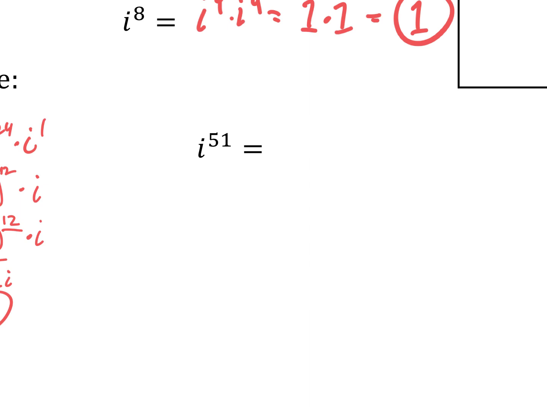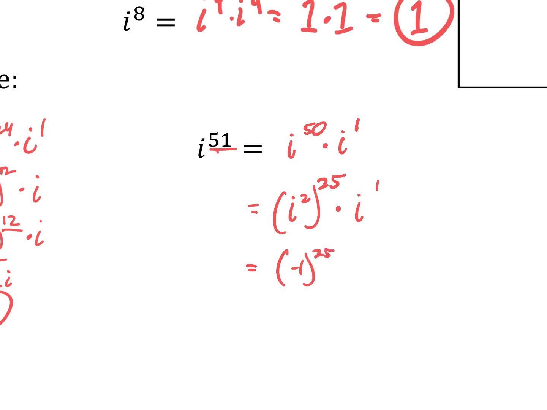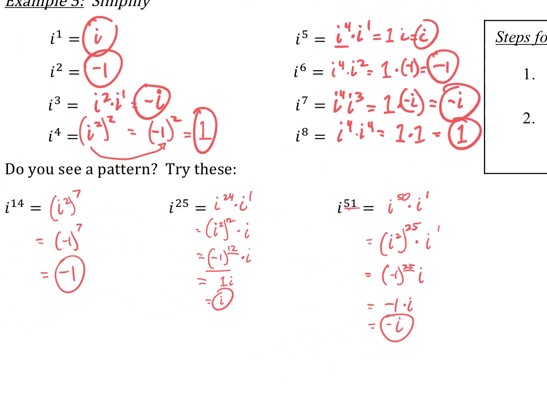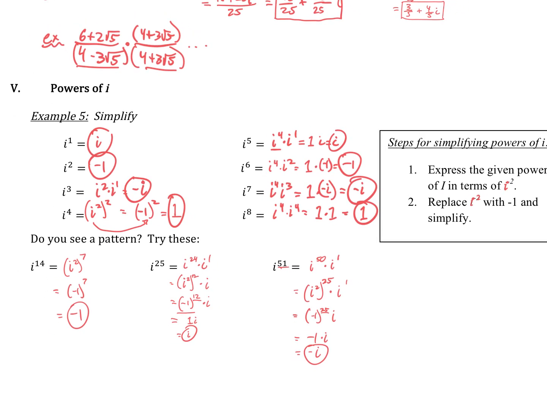That's the idea. How about this one? Well, we want to know how many i squareds are in there. So the closest even number is i to the 50th. And i to the 50th is i squared to the 25th times i. And this is negative 1 to the 25th. And because that's an odd number, 25, this is going to be negative 1 times i, or just negative i. Okay, so we know i squared is negative 1, so how many i squareds are in there, we can break it up and clean it up like that.